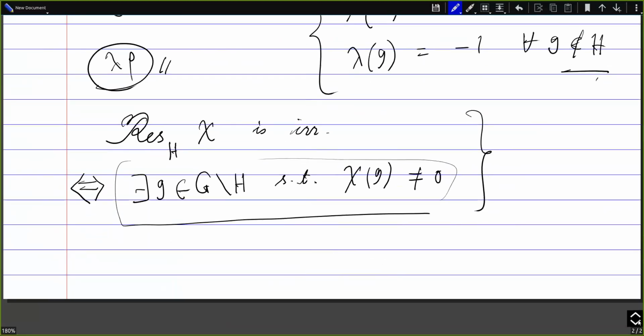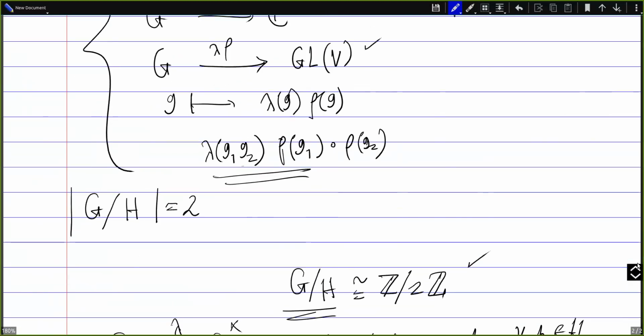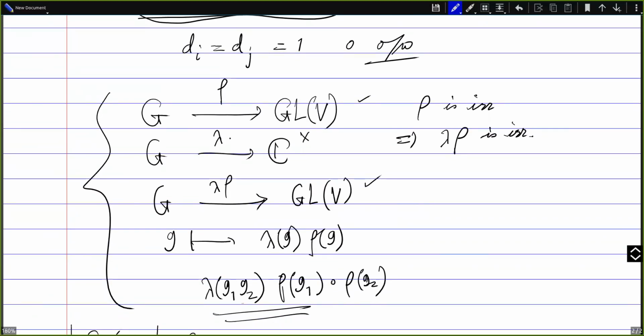Now we will connect this to this lambda rho. Let me again make a common observation that for any lambda and any rho, what is the character of this lambda rho? You can see that the value of the character of lambda rho at the point g is lambda g times chi g. So basically, in simple terms, lambda chi is going to be the character of lambda rho.